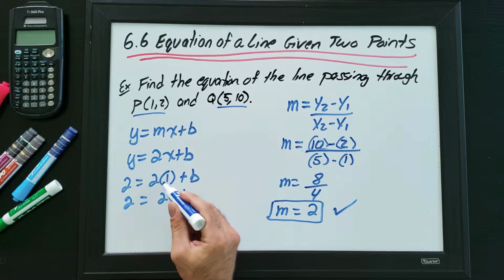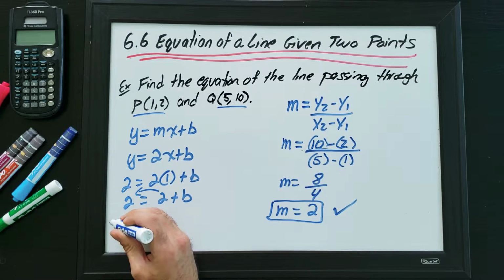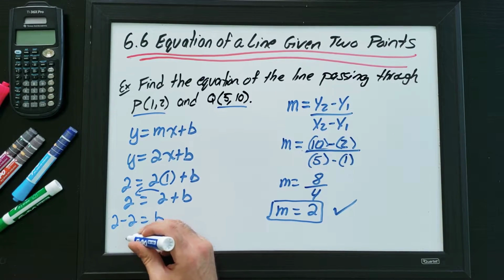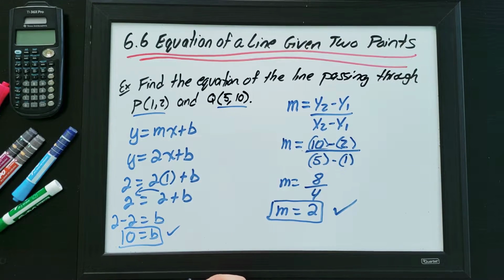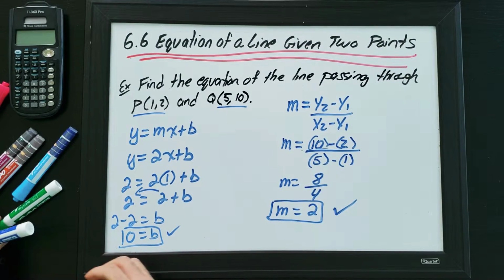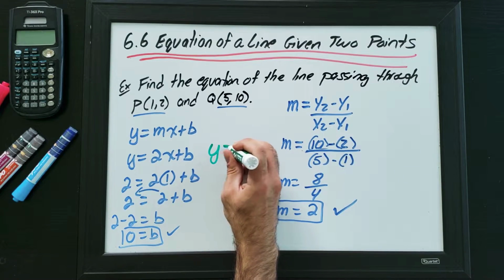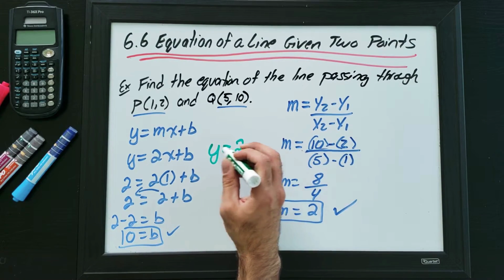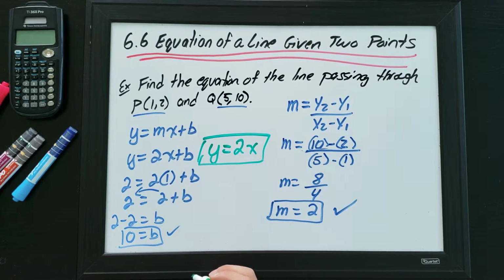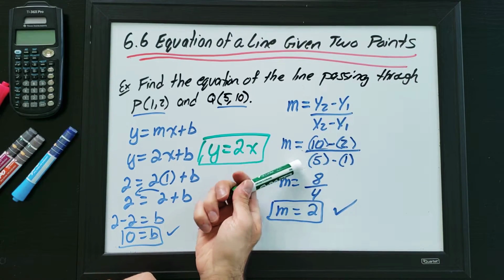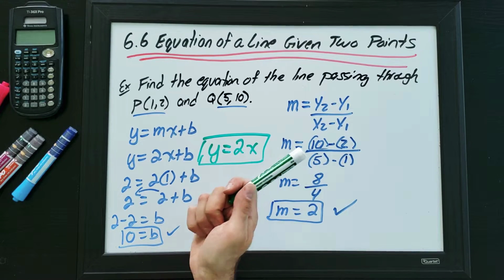Plug in y and x, multiply, bring over. 2 minus 2 is b, 0 equals b. 0 equals b means it's a direct variation. So my final equation of this line is y equals 2x, because b is 0, plus 0. And that's it. Slope formula, slope formula, slope formula.